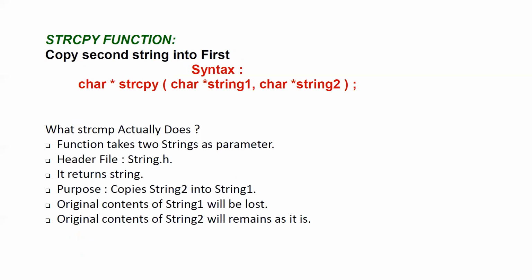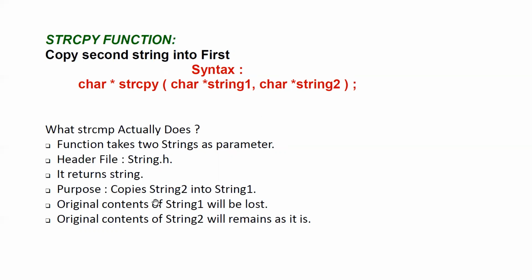Now, the next function is the string copy function. This function is used to copy the second string onto the first string. For example, if this is your syntax, whatever value you give in string 2 will be copied into string 1, which means the contents of string 1 will be lost, whereas the contents of string 2 will be retained as it is. Because you're trying to modify string 1, string 2 is placed onto string 1, which modifies string 1.